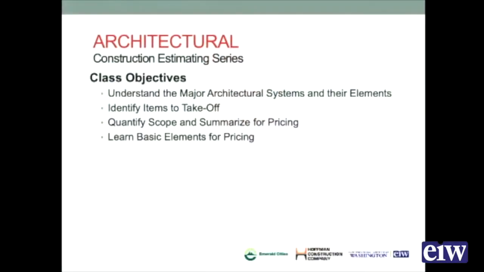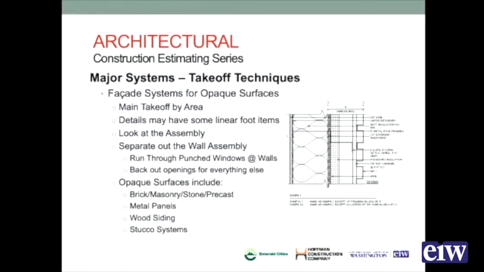So our class objectives here: we're going to focus on making sure that we understand the major architectural systems and their elements. We're going to identify items to take off. We're going to quantify scope and summarize those quantifications, quantities for pricing. And we're going to talk about the basic elements of pricing.